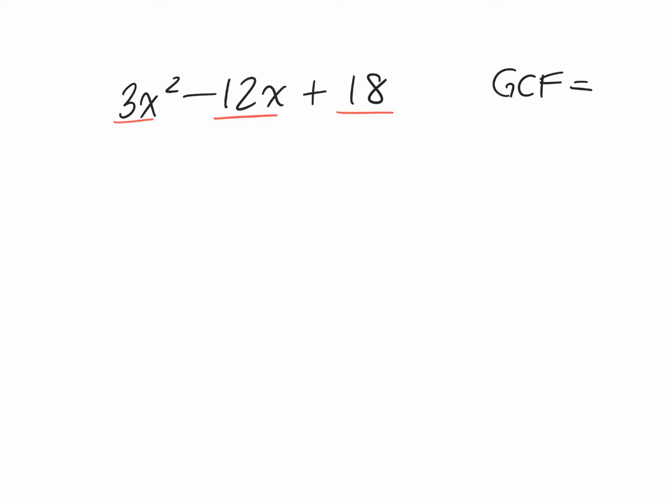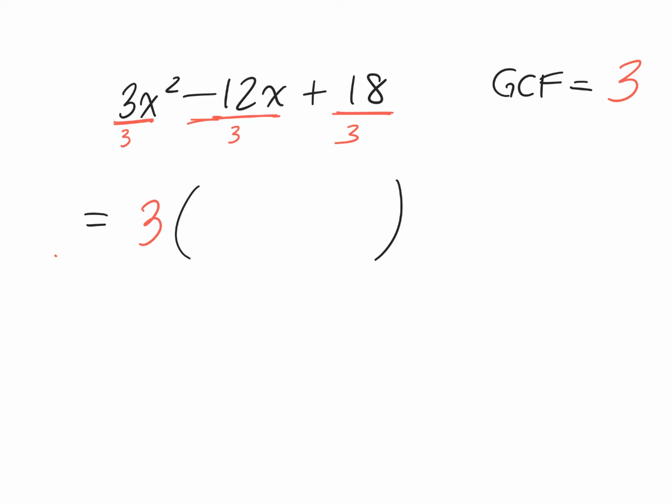What are all 3 of these terms divisible by? What's the largest number I can divide all 3 of them by? 3. Right? I can divide this by 3, I can divide this by 3, and I can divide this by 3. So, how do I write it in factored form? Put the greatest common factor in front and divide and get your answer.